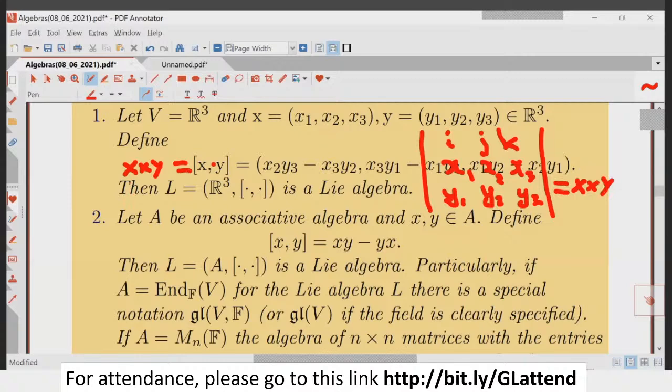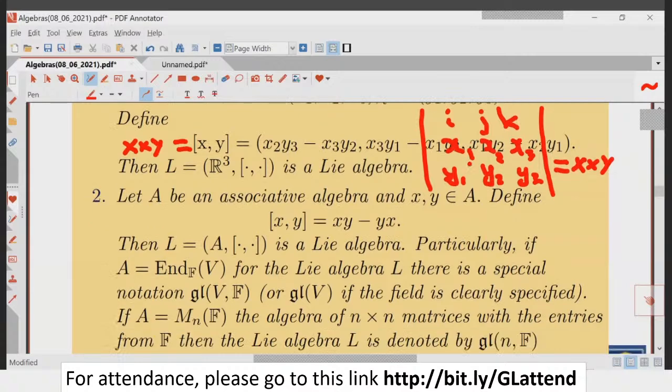So with respect to the cross product, the three-dimensional vector space is an algebra. Why is it antisymmetric? Because if you change rows, this determinant becomes minus this determinant. So that's why it is anti-commutative. The Jacobi identity, of course, you should check with some calculations. So the Jacobi identity also holds.